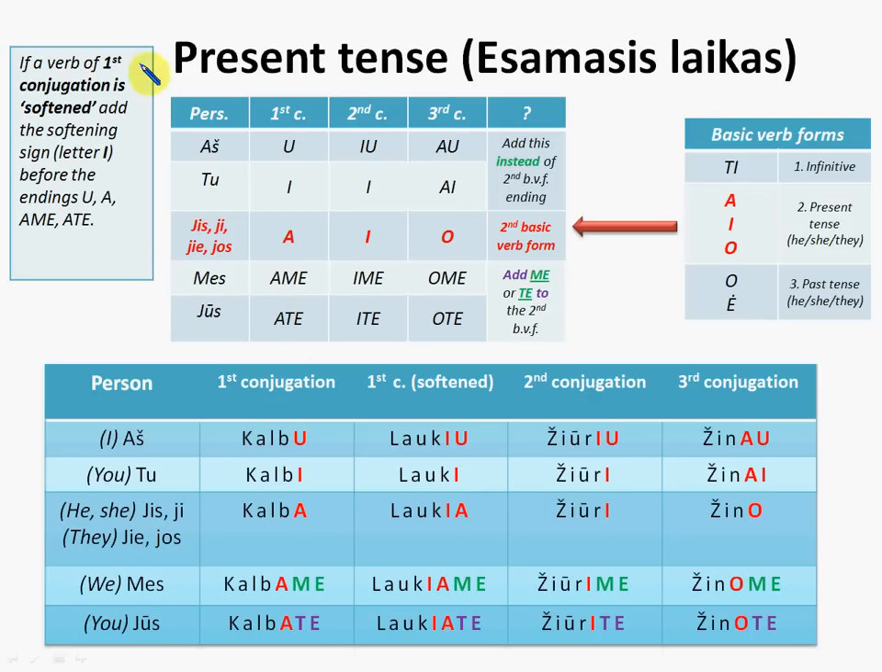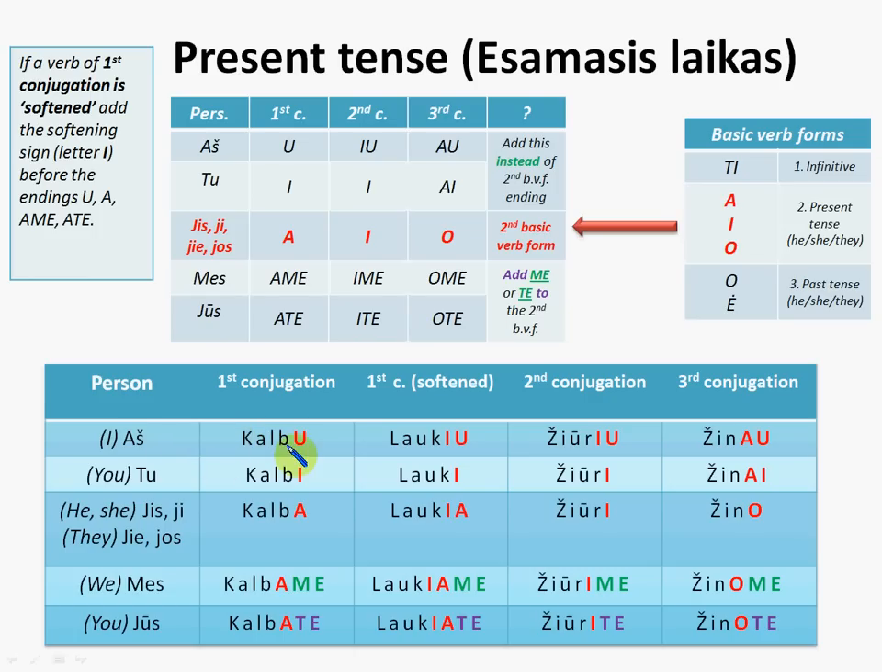Now, if a verb of first conjugation is softened, add the softening sign, the letter i, before the endings o, a, ame, ate. So they soften to u, e, eme, ete. So the i usually doesn't mark the sound i when it's before the last letter. It marks the softening sign. That means that instead of saying a, you say e. It's the softened a. Okay, so now let's read the examples of all these conjugations, and you'll notice how the verbs change.